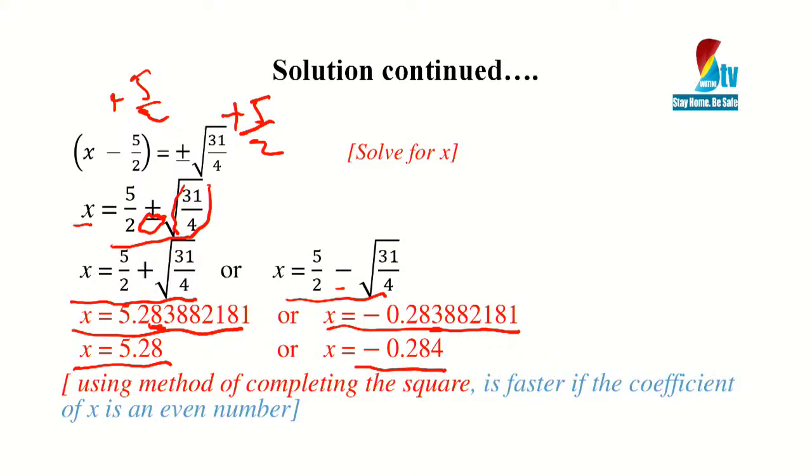So the method of completing the square is most suitable when the coefficient of x is an even number. The coefficient of x, which is the middle term, is an even number, and the coefficient of x squared is 1. So the method of completing the square is more suitable in that case.